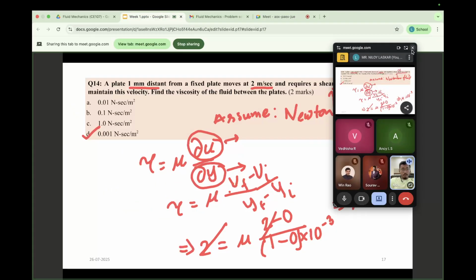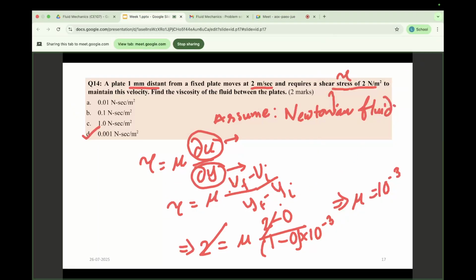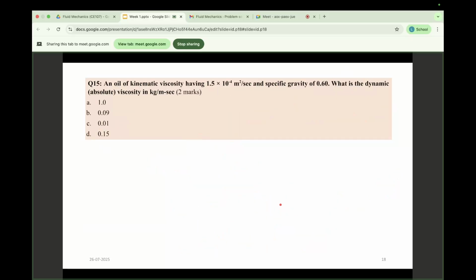So we are moving to the last question of this session. So in the last question, it is given that an oil of kinematic viscosity is given, and also the specific gravity is given. Then what is the dynamic viscosity? So I think it's a simple question for all of you.